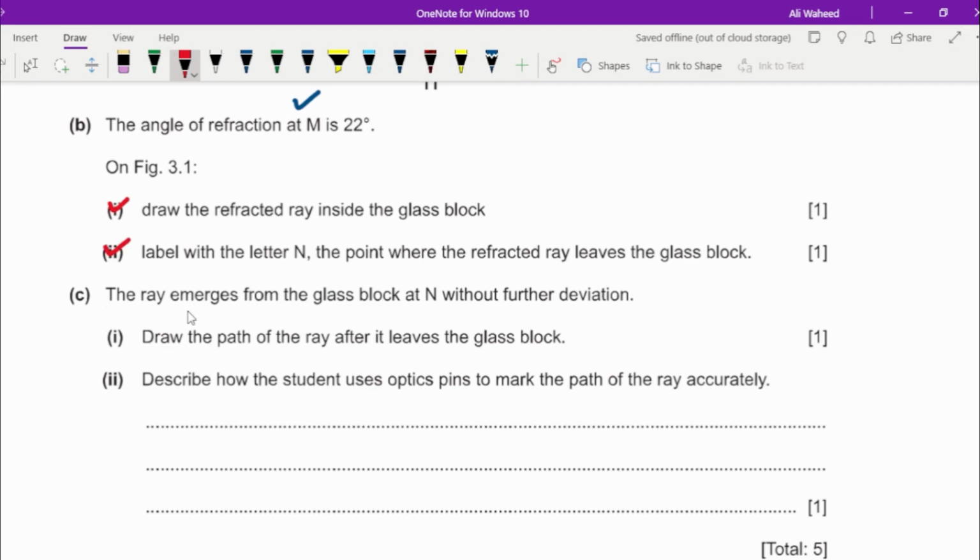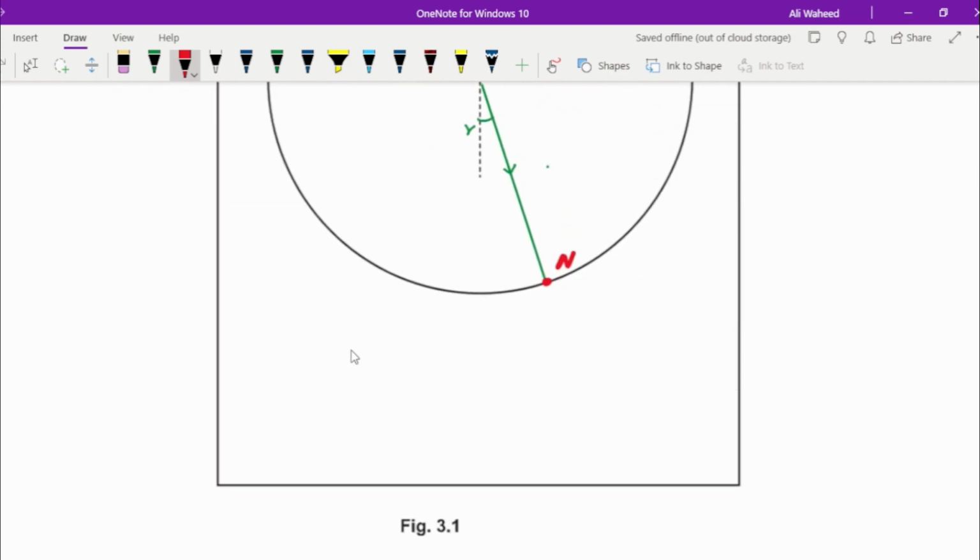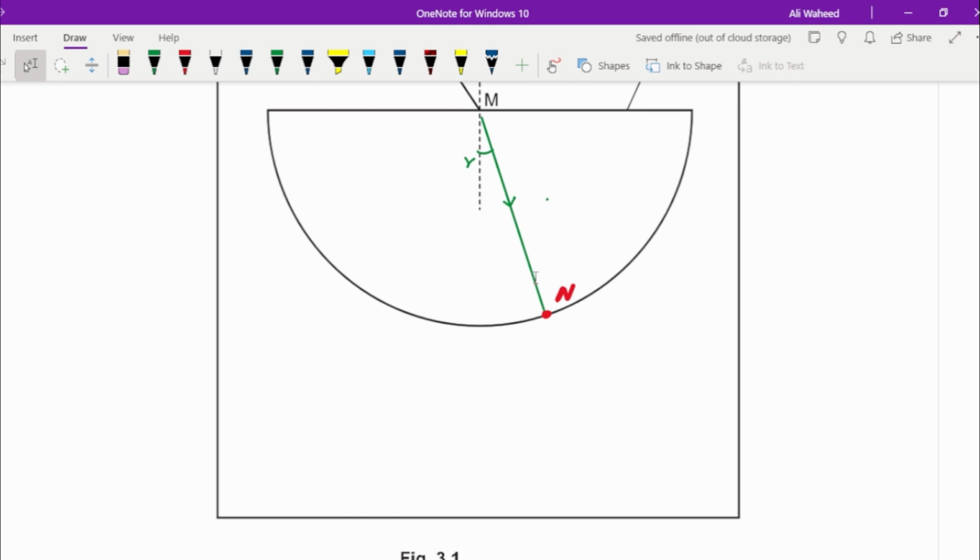So part C. The ray emerges from the glass block at N without further deviation. Okay, so they have stated this. What does that mean? The light ray is now emerging out without any deviation in the angle. Draw the path of the ray as it leaves the glass block. Okay, so we can extend the same one. So without any deviation, that means the angle of incidence at N would be 90 degrees. So a straight line continued beyond the glass block. Okay, and then what do we have?